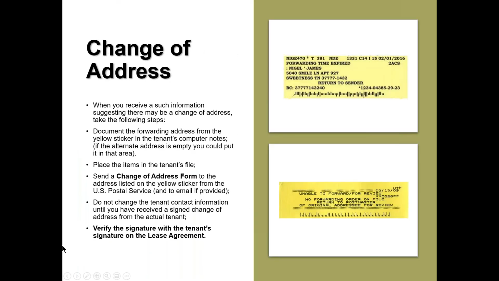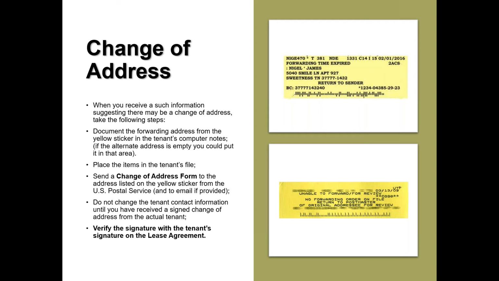So, changes of address. When you receive any information that suggests there may be a change of address, take the following steps. First off, document the forwarding address from a yellow sticker. I wanted to show you the yellow stickers here because sometimes they're different. They're not always the same. The top one here has the James person, and he's on Smile Lane. So I guess it's in Sweetness, Tennessee. I guess that's not real. But the idea is that sometimes you will get an address with a yellow sticker, just like this.